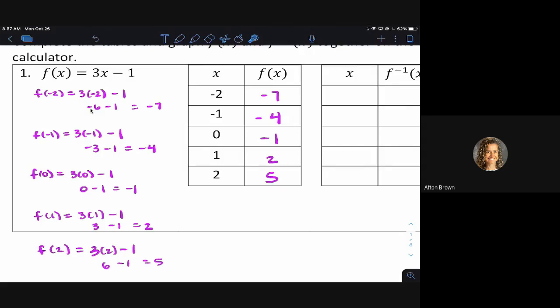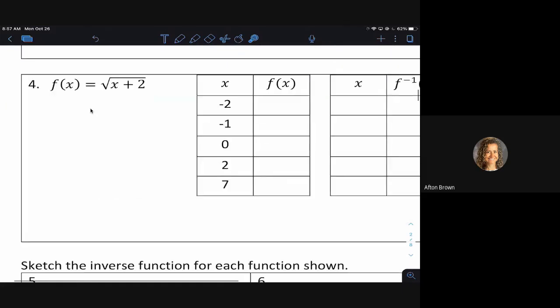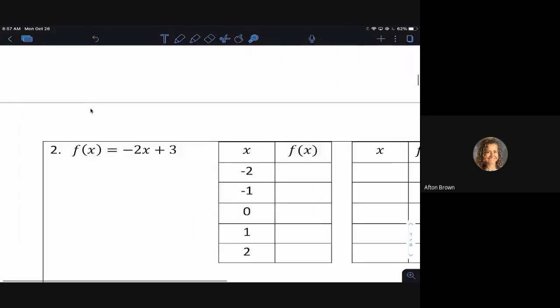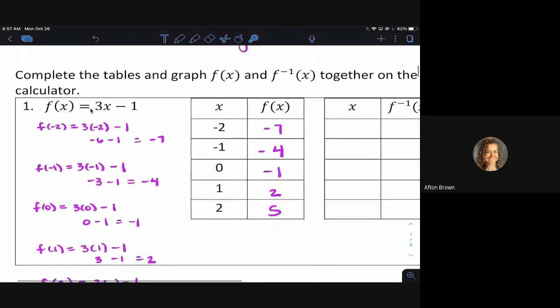Okay, I also want to show you how we could check this on our calculator and do the entire table on our calculator. This one was easy, but as the functions maybe get more difficult, like square root of x plus 2, maybe you wouldn't want to do it in your head. So everybody grab a graphing calculator. I'm going to show you the table function on there.